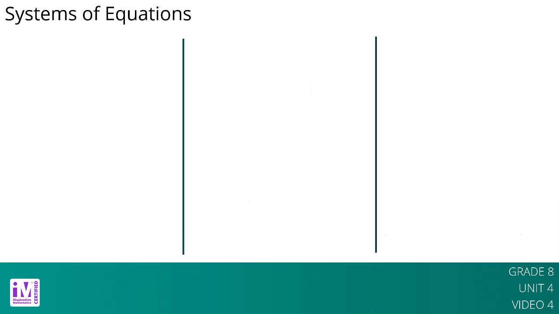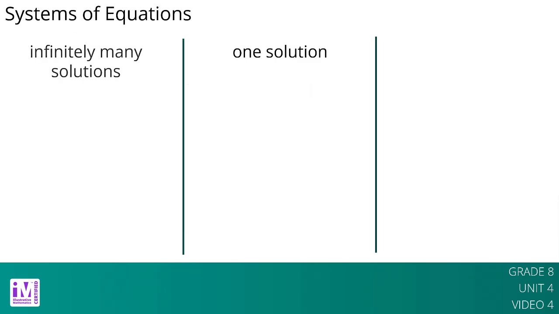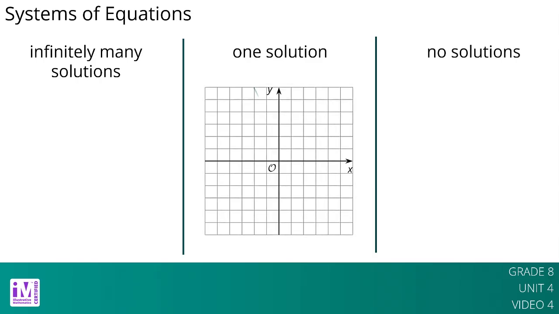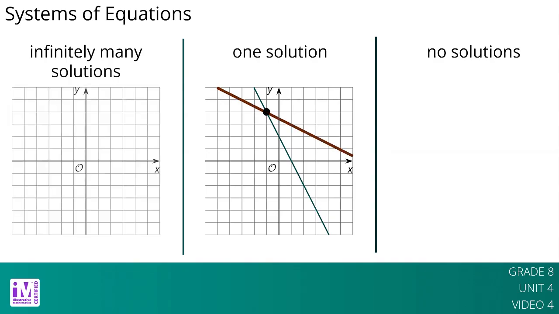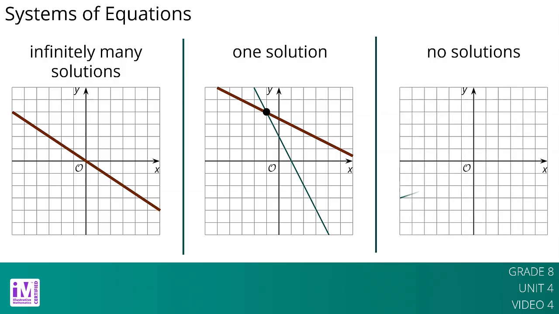Systems of equations can have one solution, infinitely many solutions, or no solutions. When the lines intersect once, there is one solution. When the lines are right on top of each other, there are infinitely many solutions. When the lines do not intersect, there is no solution. Lines that do not intersect are parallel.